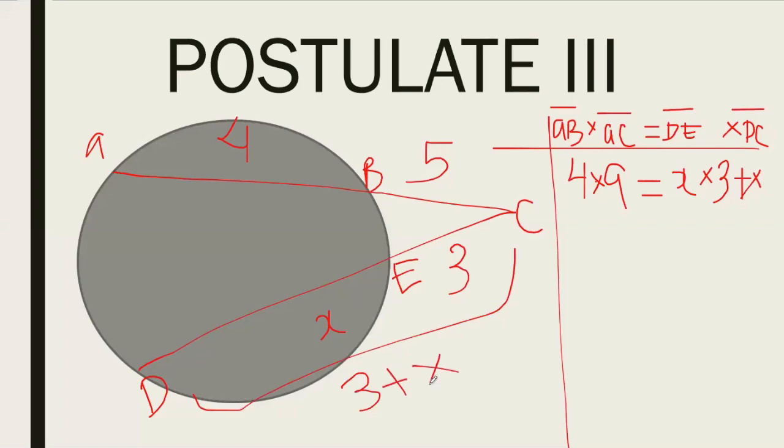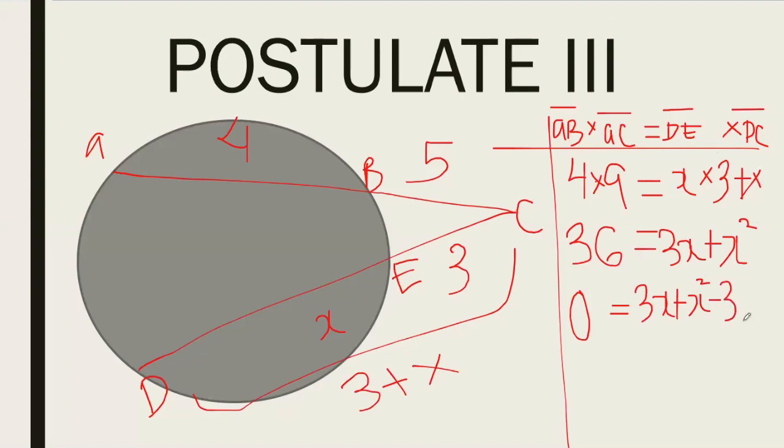So, magiging 36 equals to X times 3. So, that's 3X plus X square. So, ayun. May factoring dito. So, kung imemove mo sa right side, magiging 0 equals to 3X plus X square minus 36. Kasi kapag imemove mo sa kabilang side, mag-iiba yung sign. So, para i-equate, i-move mo sa kabilang side. So, magiging 3x plus x square minus 36. So, kailangan natin i-factor. Kung i-arrange mo according sa polynomials, magiging x square plus 3x minus 36.